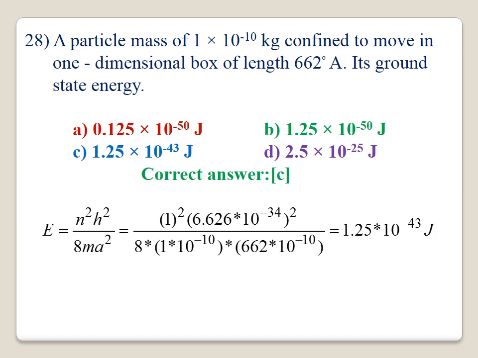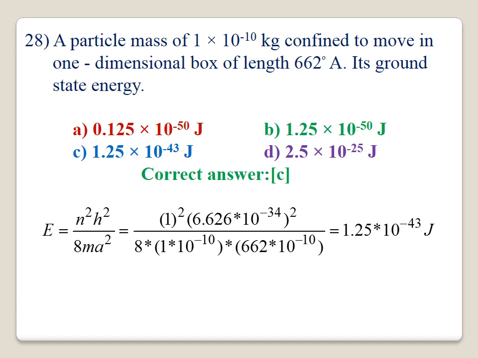28. A particle of mass 1×10⁻¹⁰ kilogram confined to move in a one-dimensional box of length 662 Angstrom units, find the ground state energy. You know already the formula E equal to n²h²/8ma². You substitute the values of n, h and m as well as a, you will get the answer. Here m will be equal to 1×10⁻¹⁰ and a will be equal to 662 Angstrom unit, that will be equal to 662×10⁻¹⁰ meter.